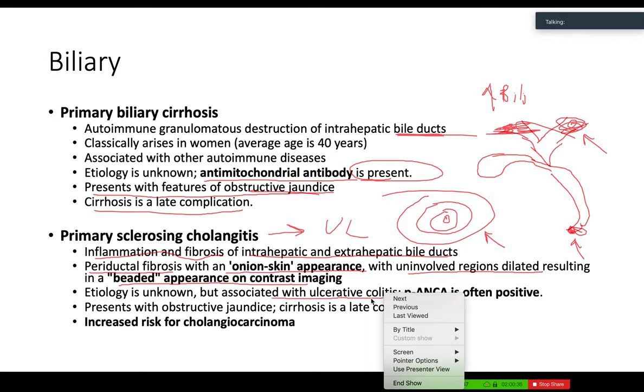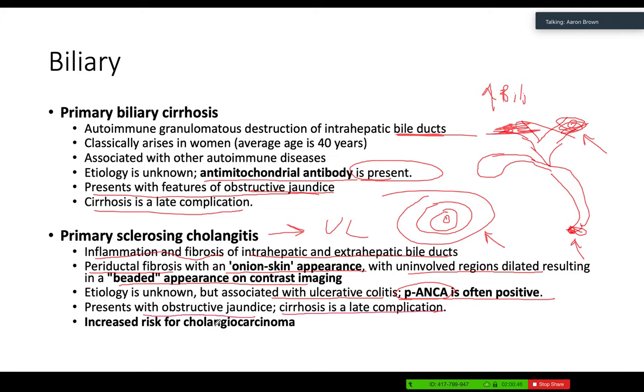Again, it's associated with ulcerative colitis, and we can look for a P-ANCA in this particular condition. It's going to present with obstructive jaundice, cirrhosis as a late complication, and increases our risk of cholangiocarcinoma. So with primary sclerosing cholangitis, this is UC, this is our onion skinning, our beaded appearance. All of these words are going to be used in your question stems.